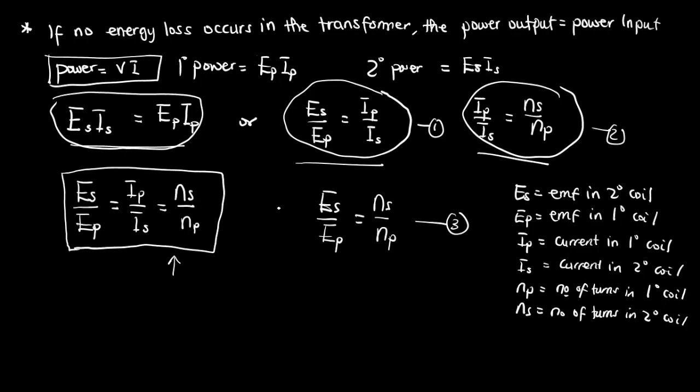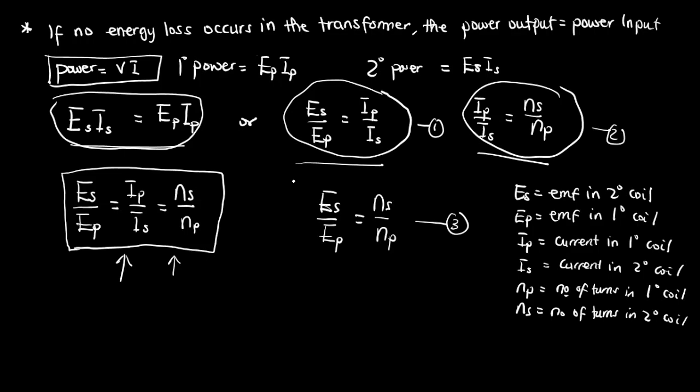So the ratio above proves that it is possible to produce a higher voltage from a lower one, and then vice versa, right? So from this expression, you can produce a higher voltage from a lower one. You can also produce a lower voltage from a higher one, right? And that is what brings the two different kinds of transformers that we have.